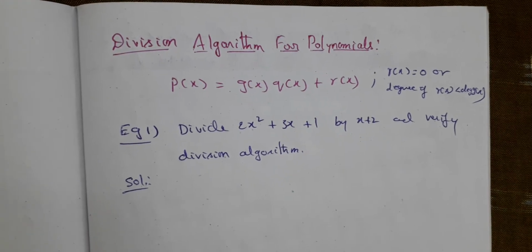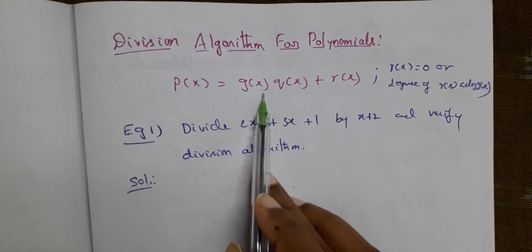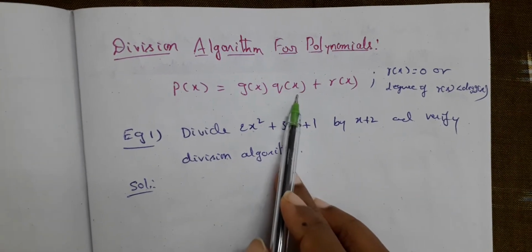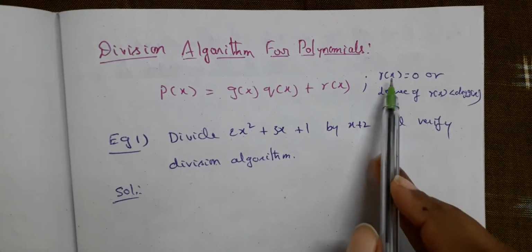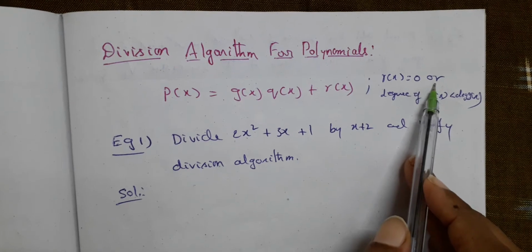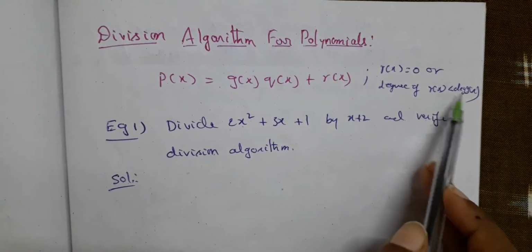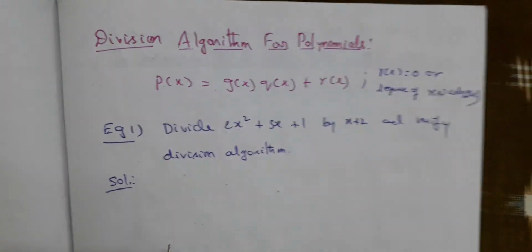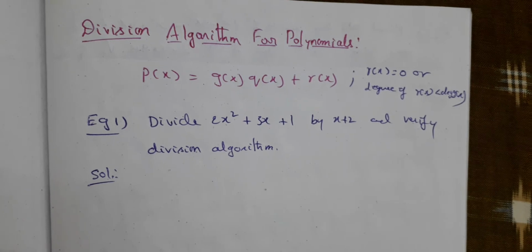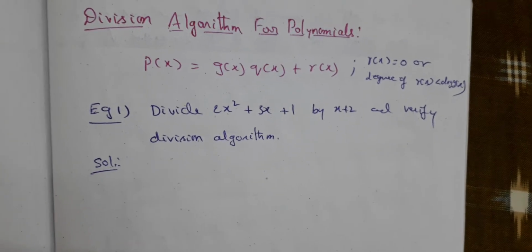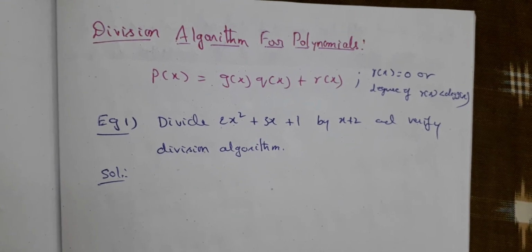is polynomials. So here the dividend is p of x, the divisor is g of x, q of x is the quotient polynomial, and r of x is the remainder polynomial, where r of x can be 0, or if it is not equal to 0, the condition is that the degree of r of x is less than the degree of g of x. So this is the division algorithm for polynomials. Let us see a few examples to understand how to solve problems based on this.